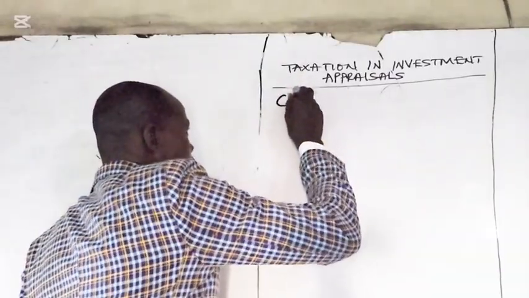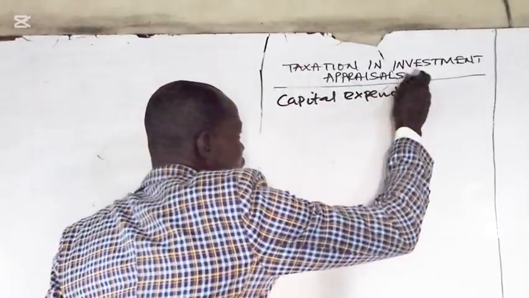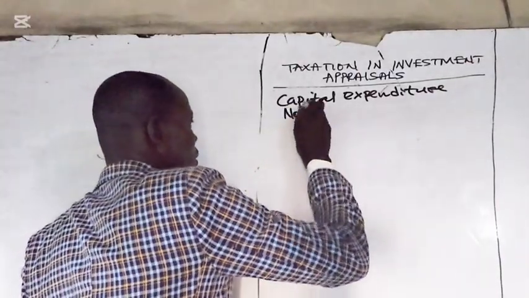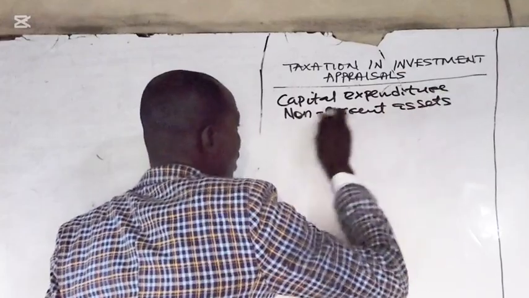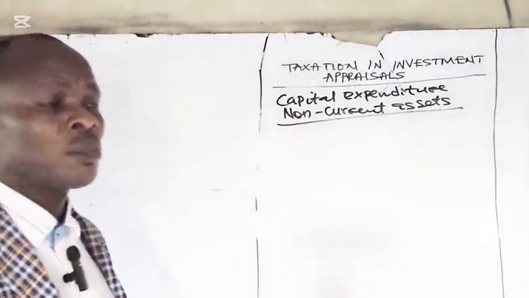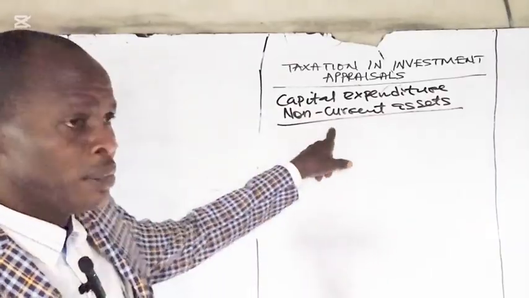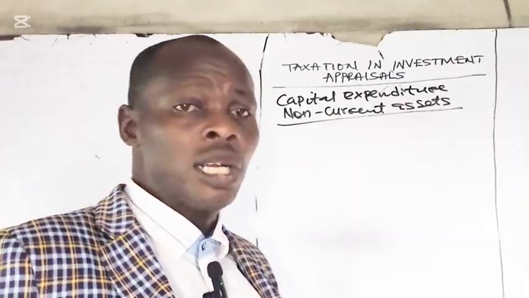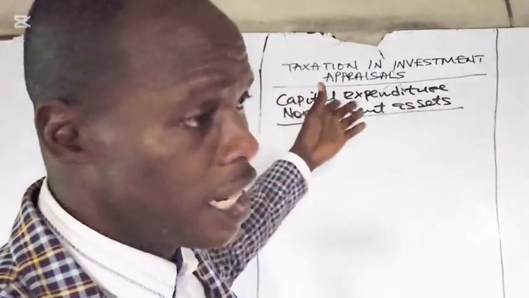Please bear the following in mind. Capital expenditure is an outlay on non-current assets. When a business buys a non-current asset, depreciation is charged in the financial accounts. Depreciation is charged in the financial statements.